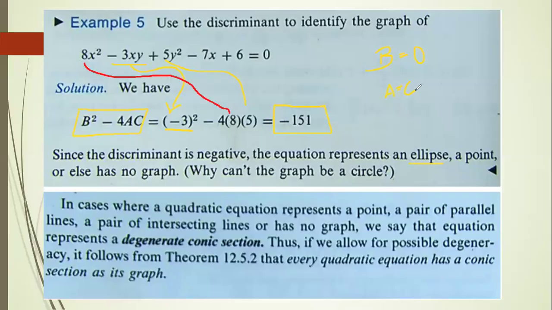And the reason b must be 0 is because there cannot be an xy term, or it would be a tilted shape. Meaning, rather than it being a circle, it would look something like that. And we know that is an ellipse.